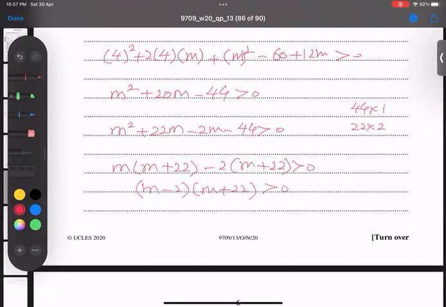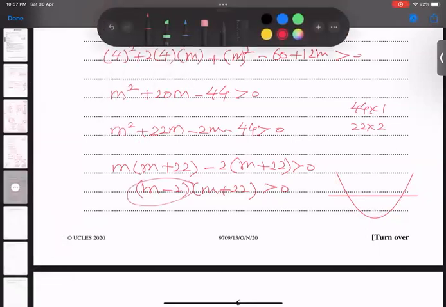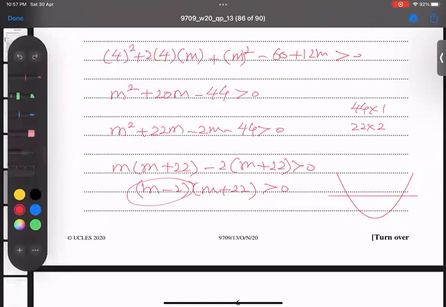And what is with this method? We always make a bell shape, this kind of thing. If I put this equal to 0, what happens? You know it very well. M minus 2 equal to 0, I get positive 2. If I put this equal to 0, I get negative 22. Naturally negative 22 is smaller and 2 is positive. I hope you got how I put the 2 and negative 22.